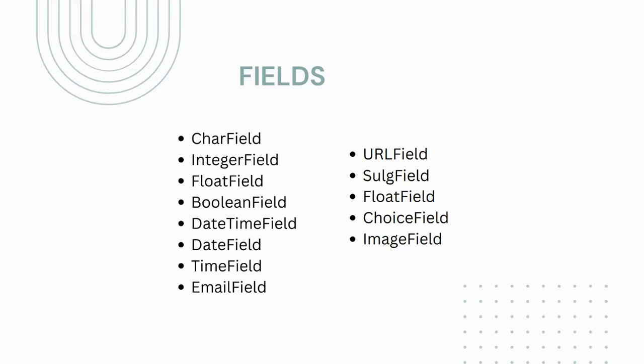And the next is the image field. It's similar to the file field, but specially for storing images. These fields allow developers to define the structure of their data, and how it should be serialized or deserialized when interacting with Django models and APIs.